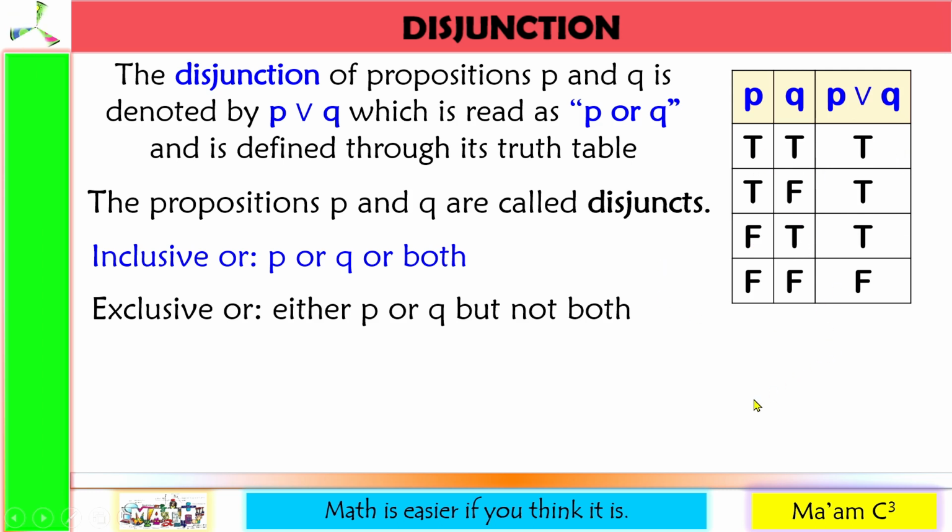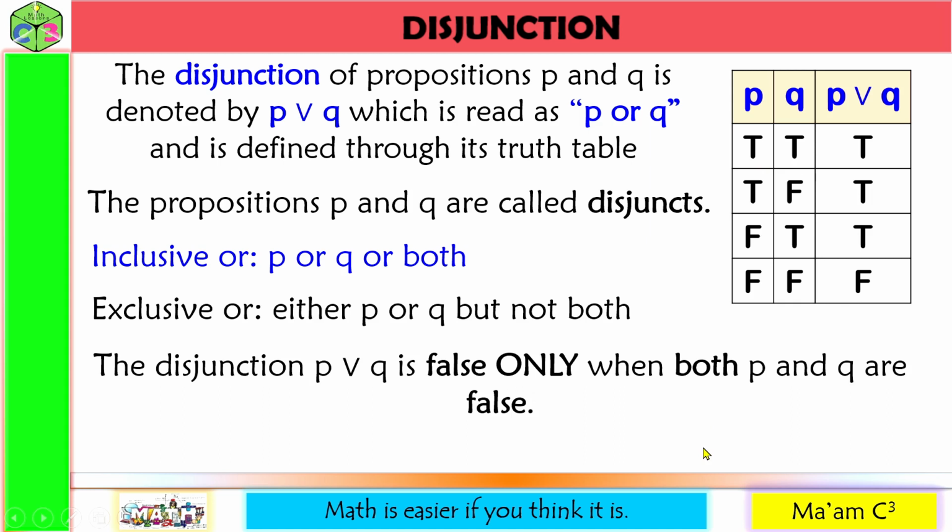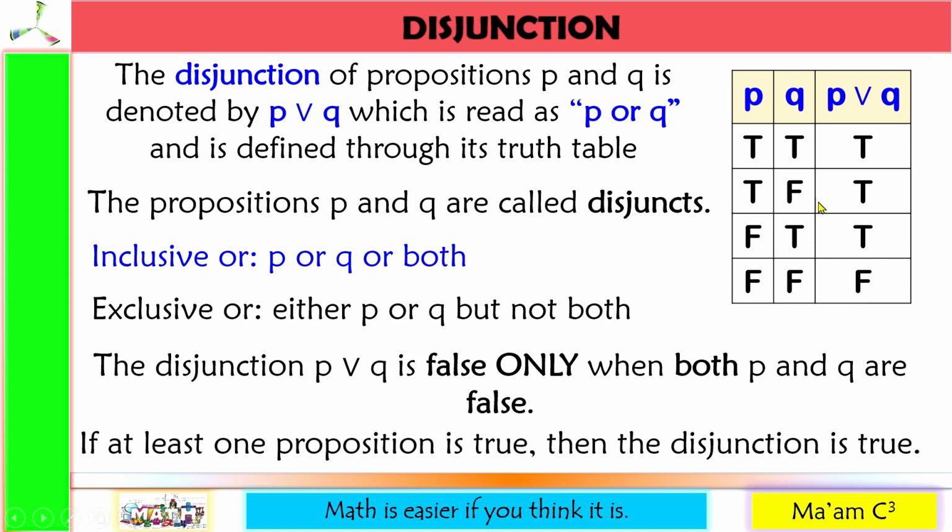To summarize, the disjunction P or Q is false only when both P and Q are false. So it's here. It is only false if both P and Q are false. If at least one proposition is true, then P or Q is true. If we say at least one, it could be more than one. So it could be both. Still, P or Q is true.